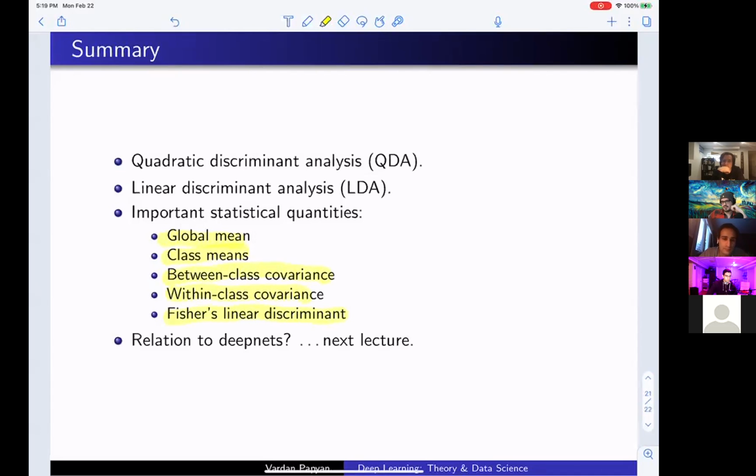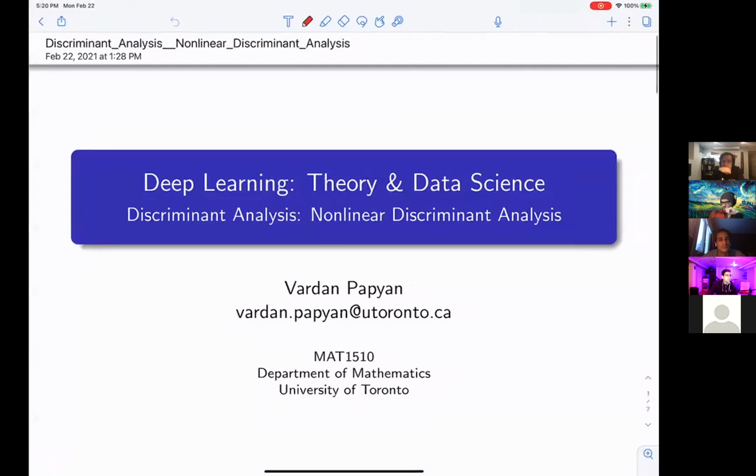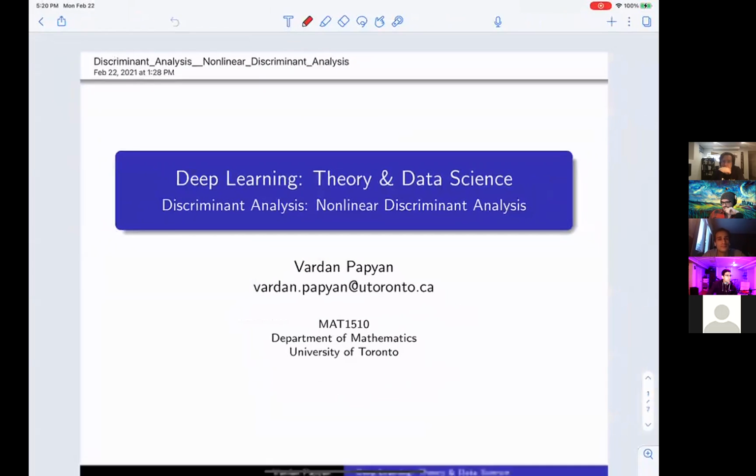The statistical quantities are the global mean, which is mu G, the class means, which are mu C, the between class covariance, which is sigma B, the within class covariance, which is sigma W, and the Fisher linear discriminant, which has no notation, or I guess J. Okay, and with this, we're now ready to move to the next lecture.